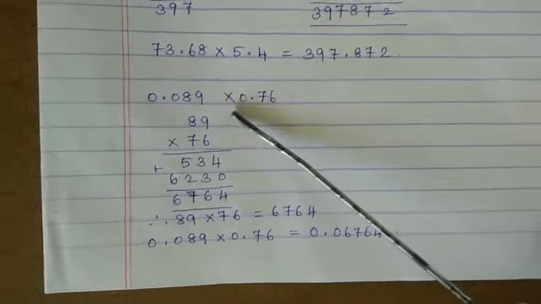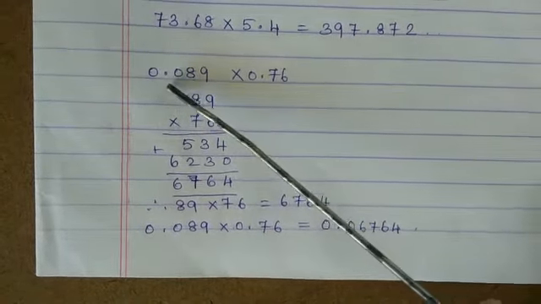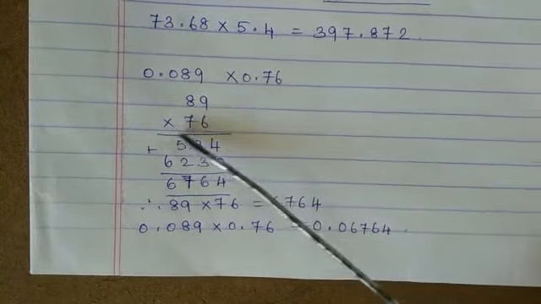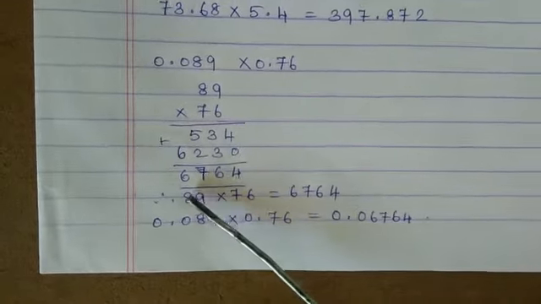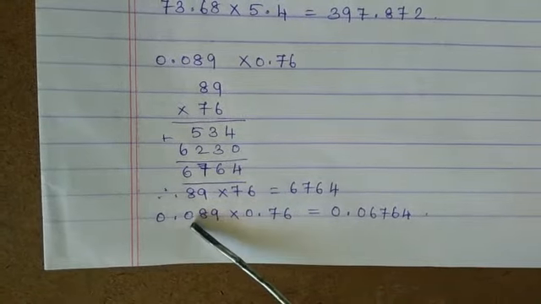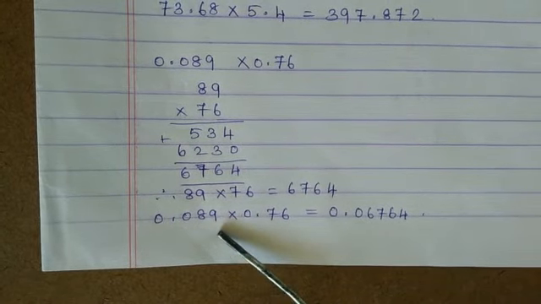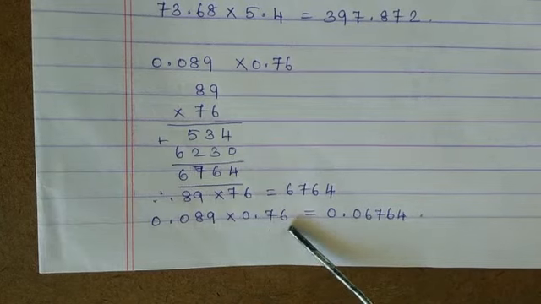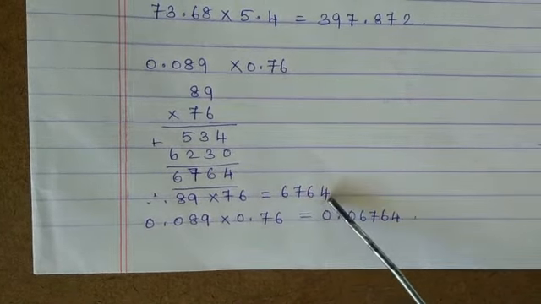One more example, 0.089 multiplied by 0.76. We remove the decimal point, 89 multiplied by 76. We do the multiplication, and the product will be 6764. In the question, the first number has 3 decimal places and the other has 2 decimal places. So 3 plus 2 is 5 decimal places. We have to put them in the product.